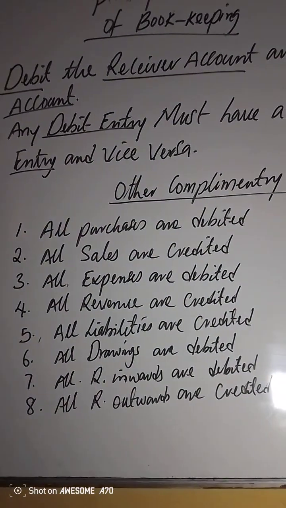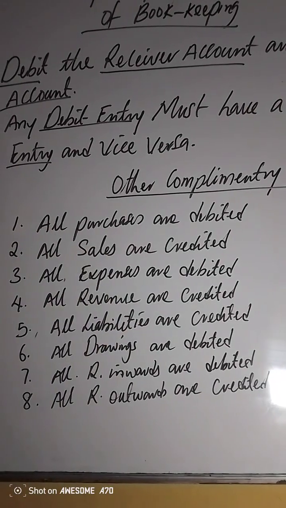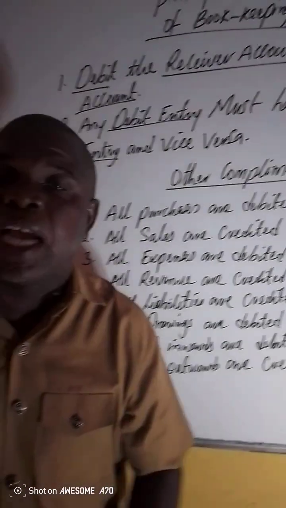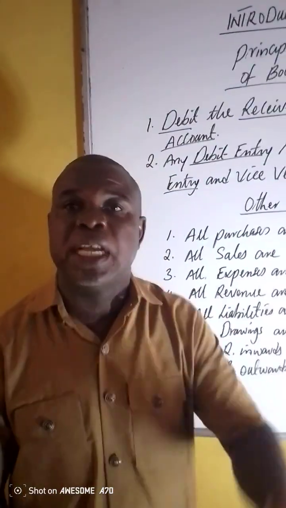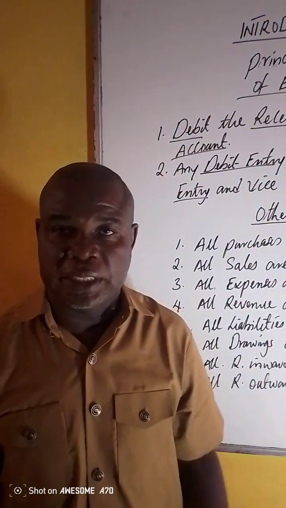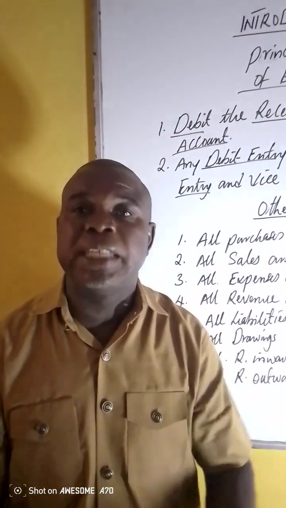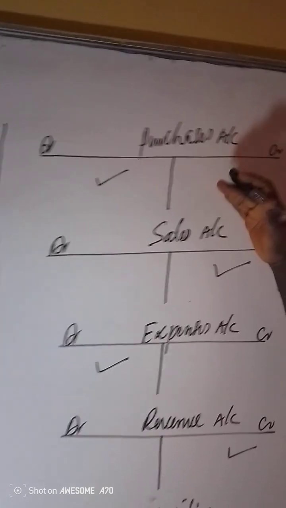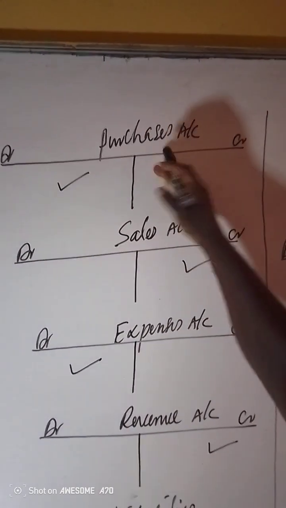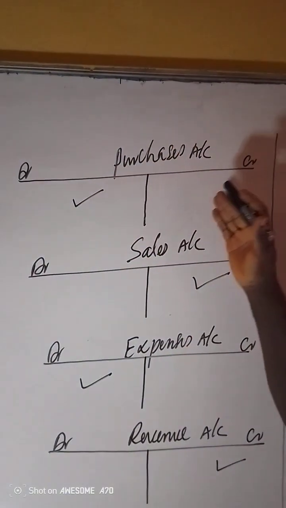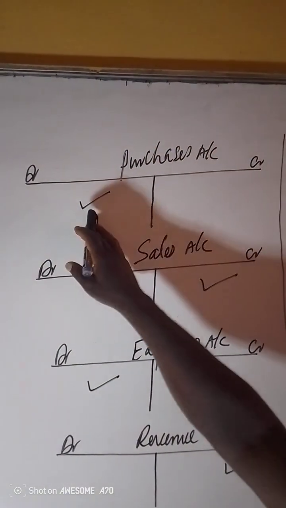All purchases are debited. Mind you, I told you that purchases in accounting are goods purchased for sale, goods that the business acquired for resale. Any goods that the business buys with the intention of reselling are referred to as purchases. Then we are saying that all purchases are debited in the double entry system of bookkeeping. Look at the principle here. If you open a ledger account and the heading of the ledger account is purchases, it must be debited. That is, when goods are purchased and you open the purchases account, it must be debited.